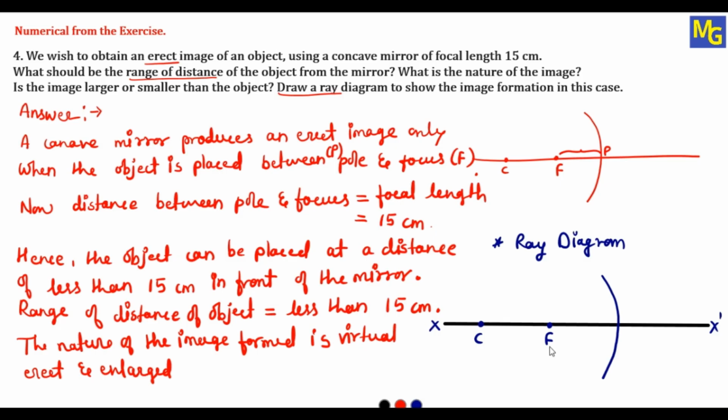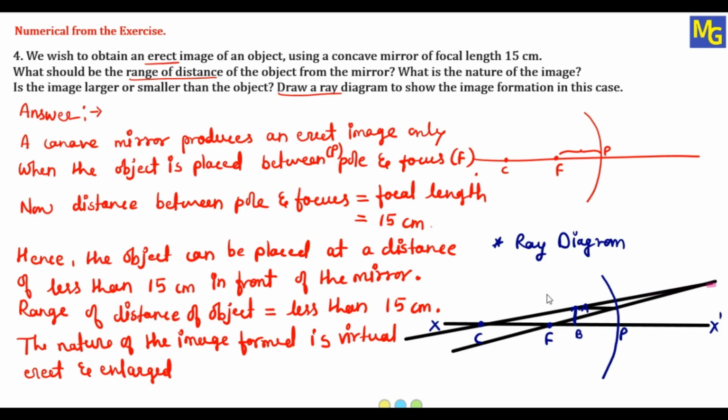Now where do we have to keep the object? The object should be between this principal focus and the pole. So somewhere in the middle I have to keep my object. So suppose this is my object. I will keep my object here. Name the object: it is A and this is B. Now we will draw the light rays. This is the ray which is passing from the center of curvature, going straight and again coming back on the same axis. If I extend this ray on the back side, this is the ray which is going on the back side.